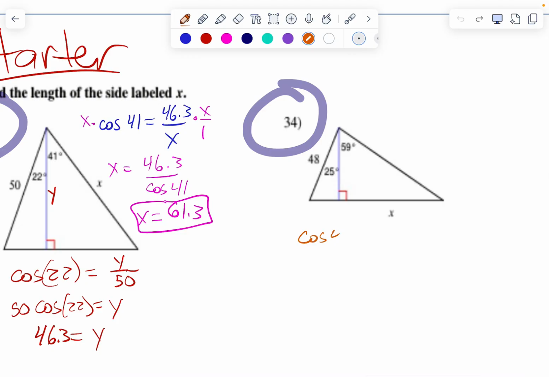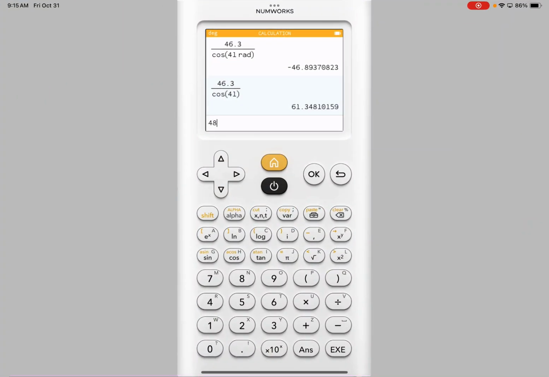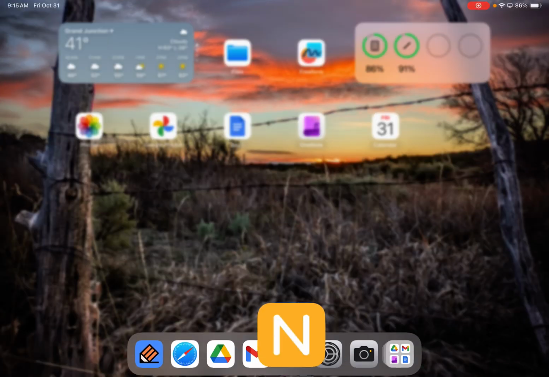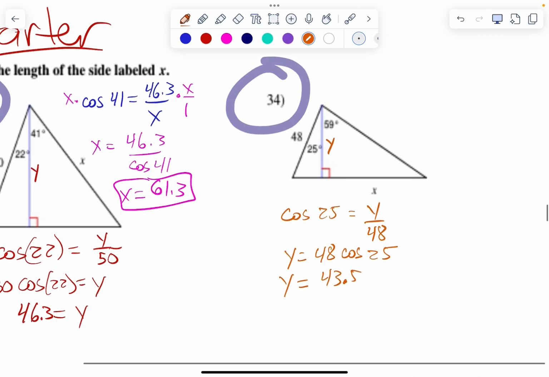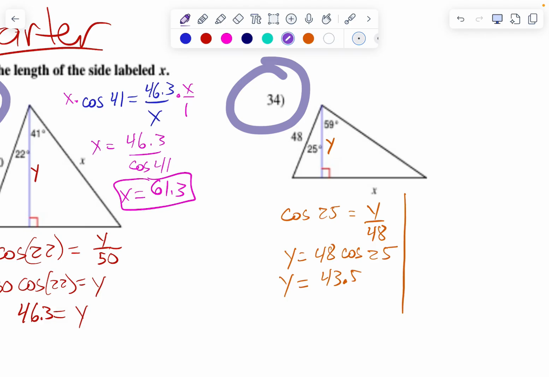Cosine 25 equals y over 48. And that gives us 43.5 for that altitude. All right, this time, what do we set up to get x?